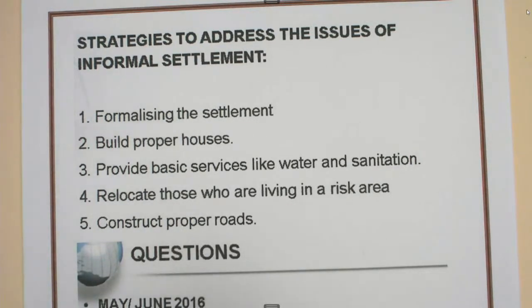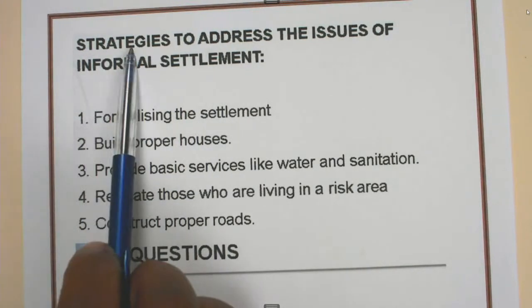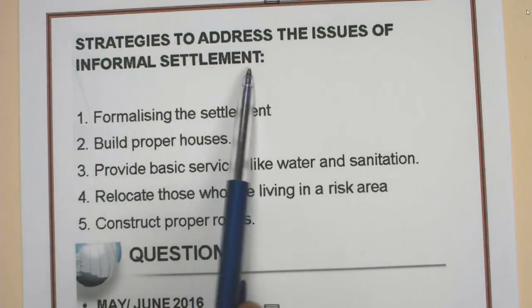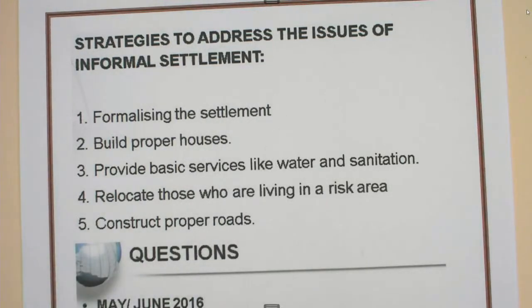Also give them access to RDPs. Provide basic services such as water and sanitation. Relocate those who are living in risk areas. Construct proper roads. These are but some of the strategies that might be used to help people who live in informal settlements.